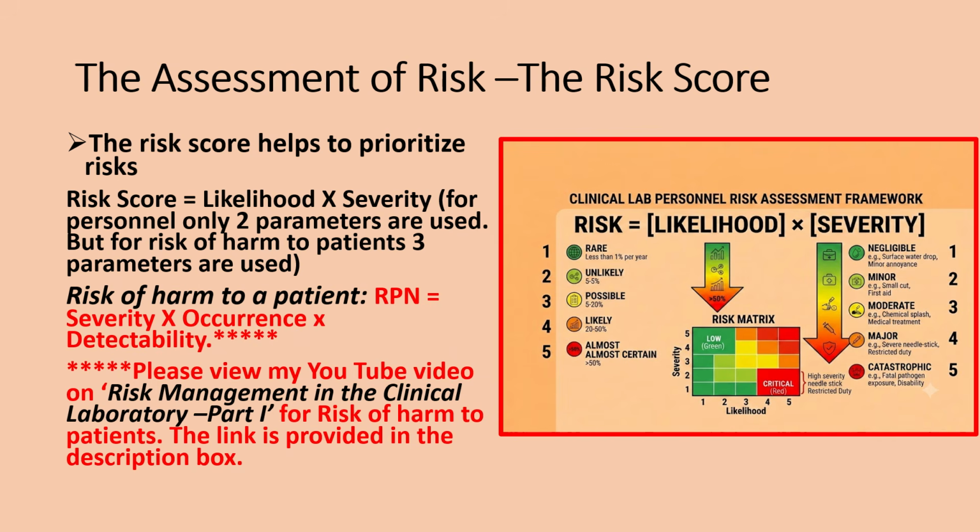So we now move on to the assessment of risk and the calculation of the risk score. This score helps us to prioritize risks and is given by the equation: risk score equals likelihood multiplied by severity. So only two parameters are used when we want to calculate risk of harm to personnel. But when we want to calculate risk of harm to a patient, that is the risk priority number, RPN, we make use of three parameters. RPN is equal to severity into occurrence into detectability.